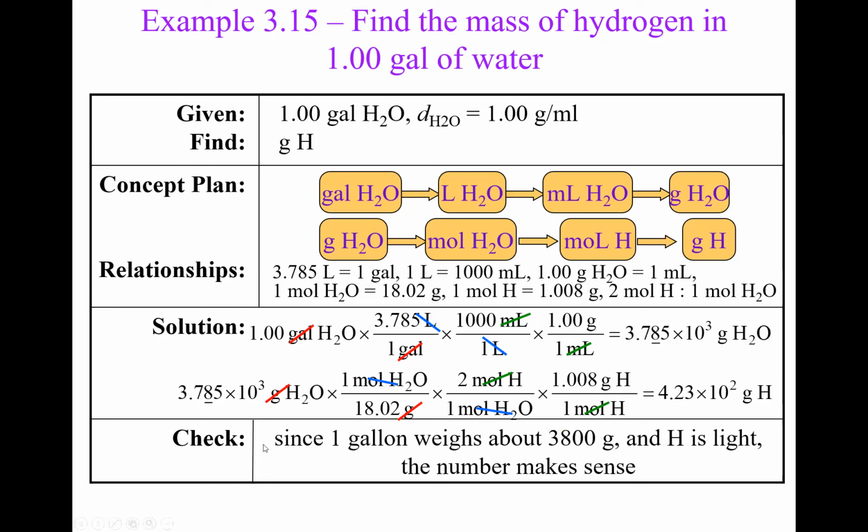Now, this one here, they say check: since 1 gallon weighs about 3,800 grams and hydrogen is light, the number makes sense. Well, I don't know what a gallon weighs off the top of my head. So with some of these, you can get a feeling for if you're in the right ballpark or close to what the answer should be. And others, the number can be pretty big or small. You do so many conversion factors along the way. You'll have to be much better at math than I am anyway.